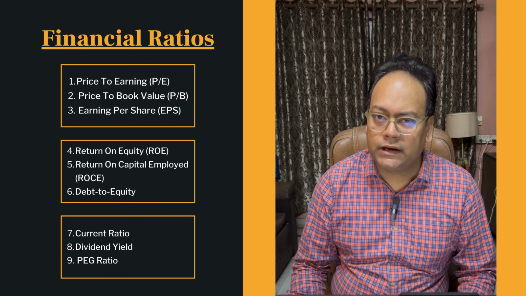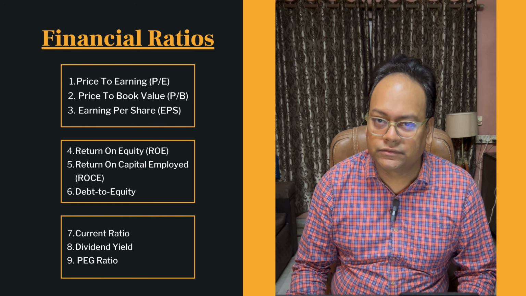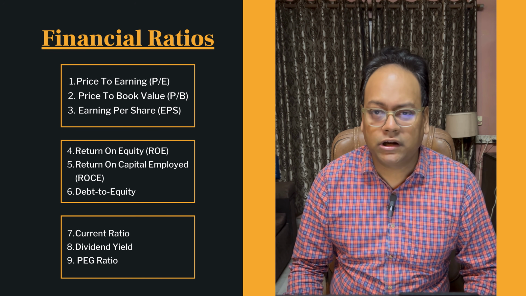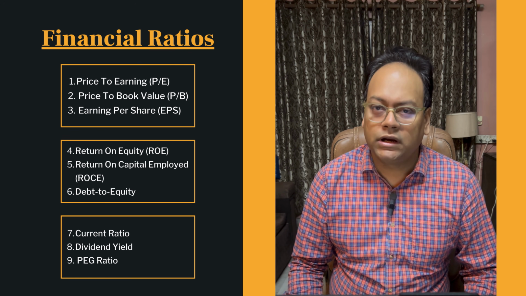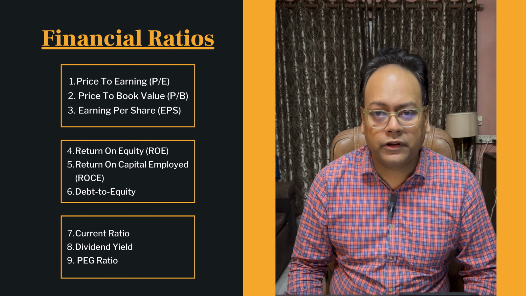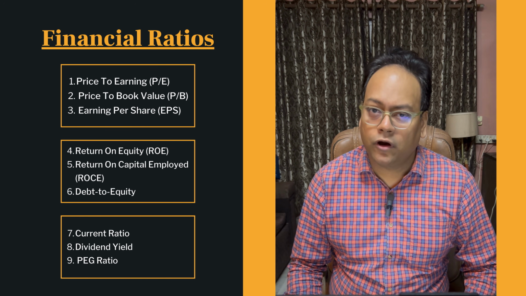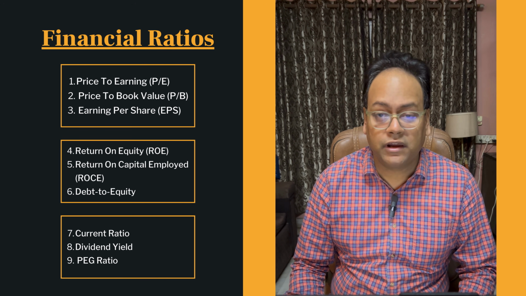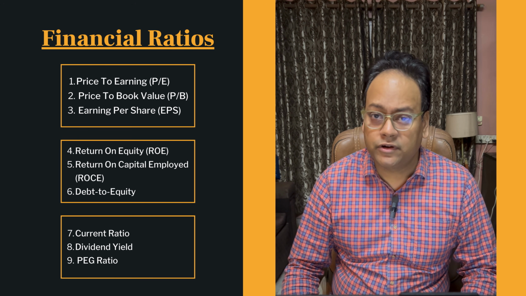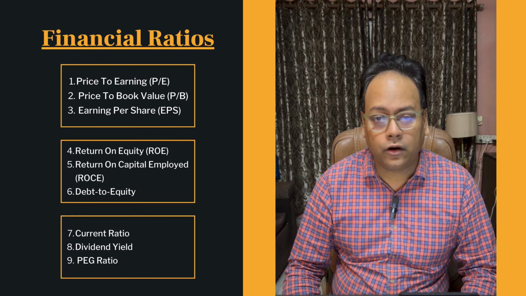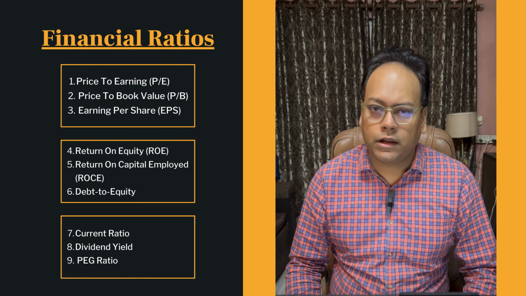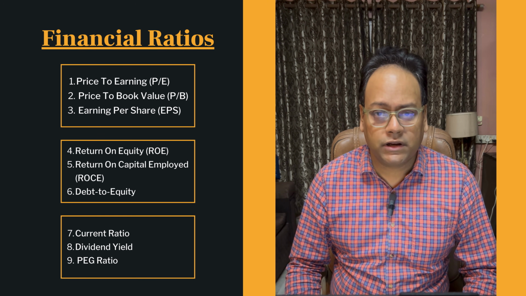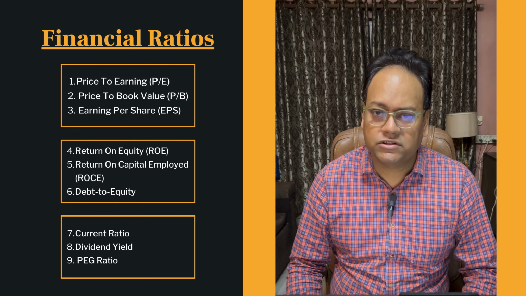Debt to equity tells you about leverage. Current ratio looks at short-term financial strength. Dividend yield tells you about the income you are getting from your investment. And PEG helps you look at valuation in relation to growth. The real power comes from putting all these ratios together and comparing them with the company's past performance, industry peers, and the broader industry.